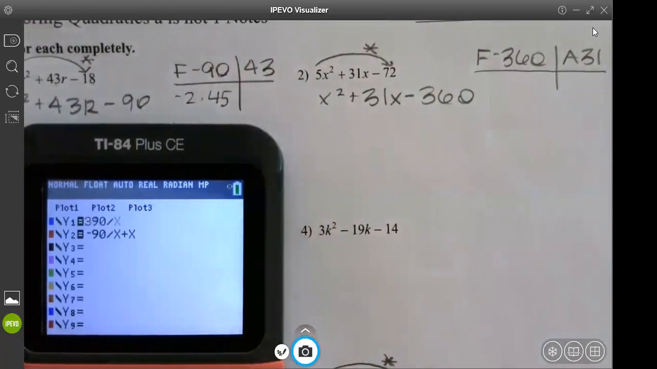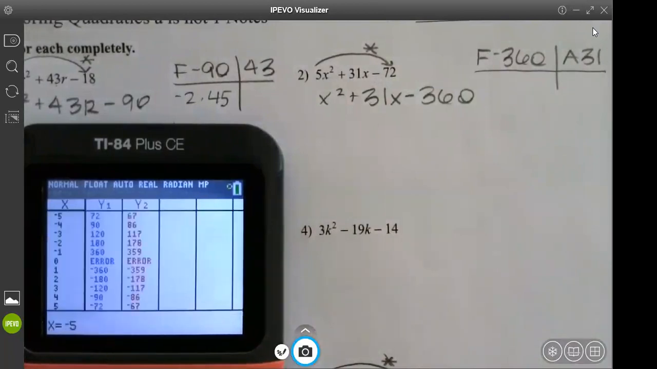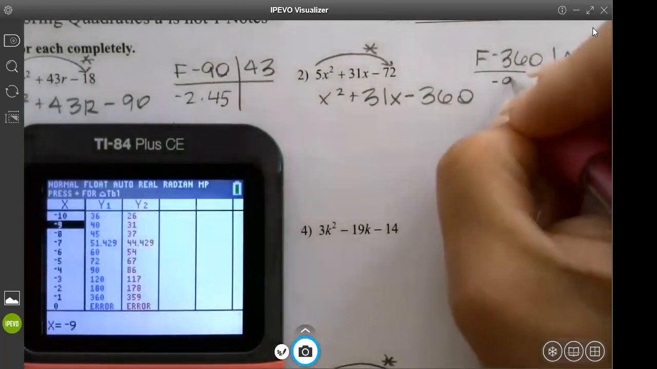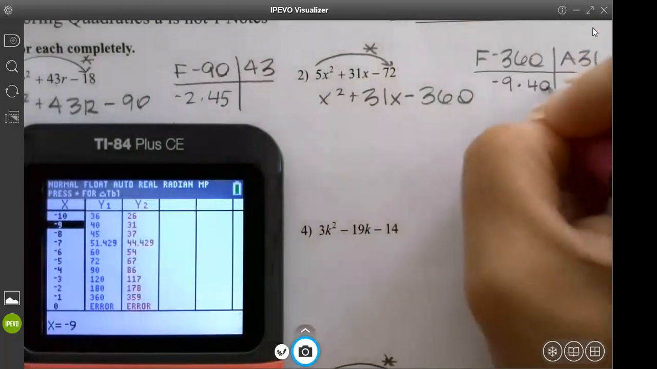So just like yesterday, factors of negative 360, divide x plus x. And then once you get that in, look at your table, second graph. I'm looking for 31. There's a 67, 54, 37. There's 31. Negative 9 and 40.